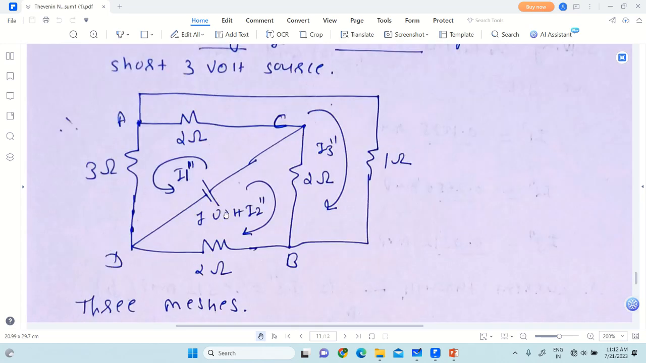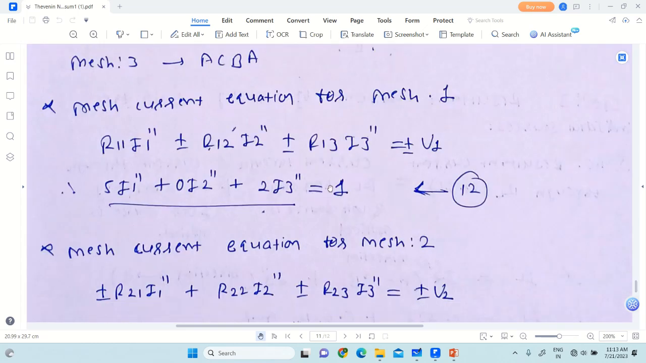So first mesh consists of only one source and it is 1 volt. Now positive and negative. If there is only 1 volt source, then current will be flowing through positive to C, C to A to D, D back to negative. So it flows in anti-clockwise direction, and the direction of I1 double dash is also anti-clockwise. So both the directions are same. That's why we put positive sign, positive 1 volt. So this is equation number 12.